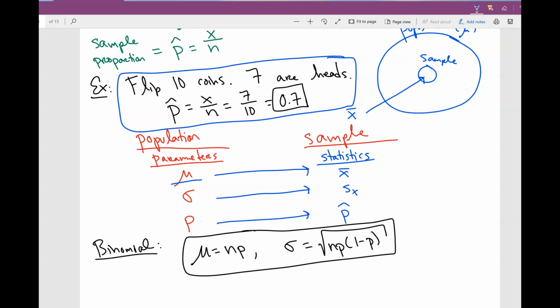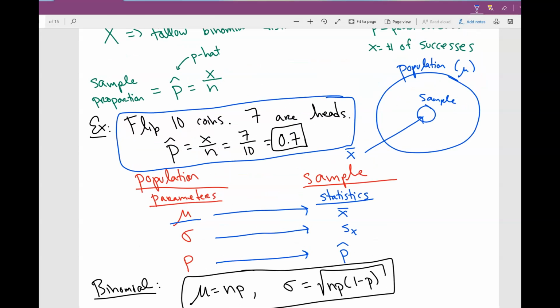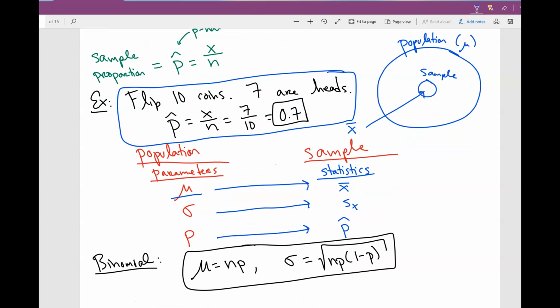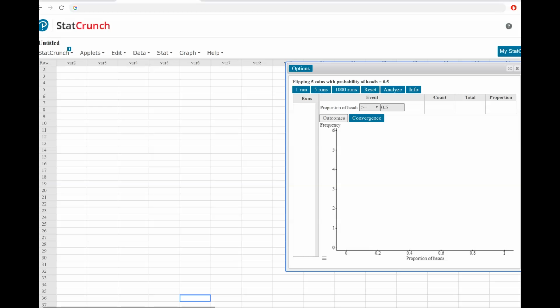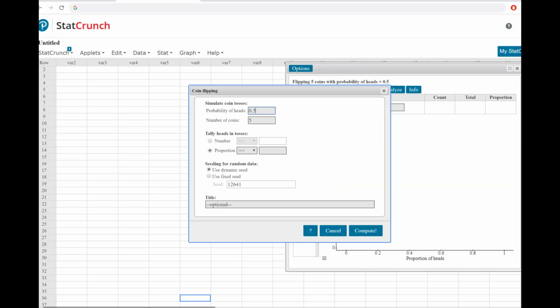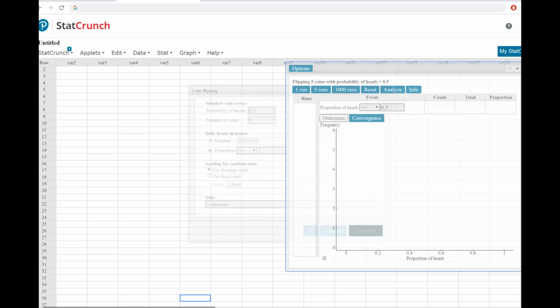So what we want to figure out is, if I were to plot these in a histogram, or maybe in a dot plot, what is this going to look like? We're taking this binomial X, converting it to a proportion, and we're going to plot them. So what is that going to look like? Let's take a look at it. I'm going to simulate this. Let me show you basically what I'm doing. I'm going to flip 5 coins, and I know that the probability of heads is 0.5. We're going to be tallying all the proportions. So let me show you. Let me compute.